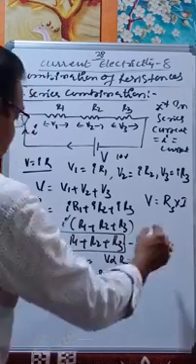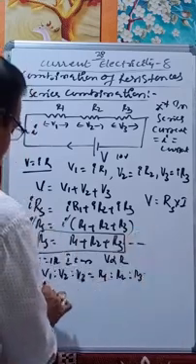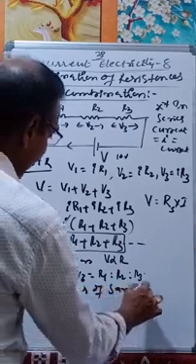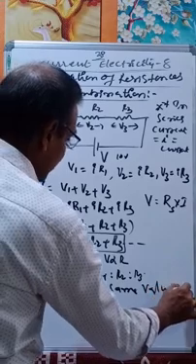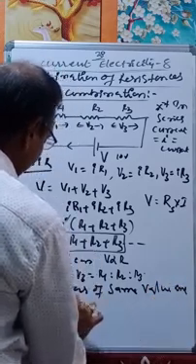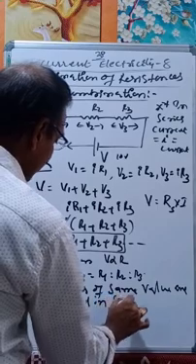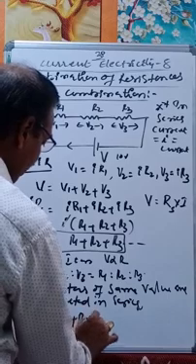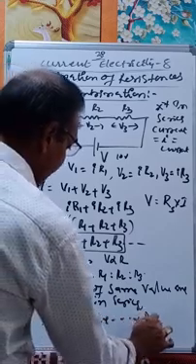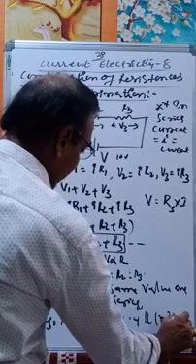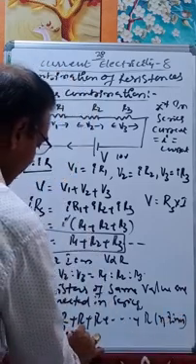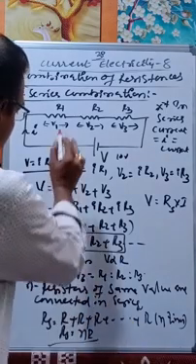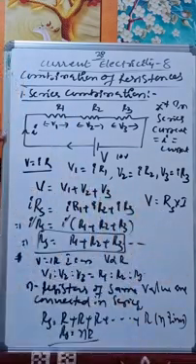Similarly, if n resistors of the same value are connected in series, then the effective resistance RS is equal to R plus R and so on, n times. Therefore, RS is equal to n into R. That is something about the series combination.